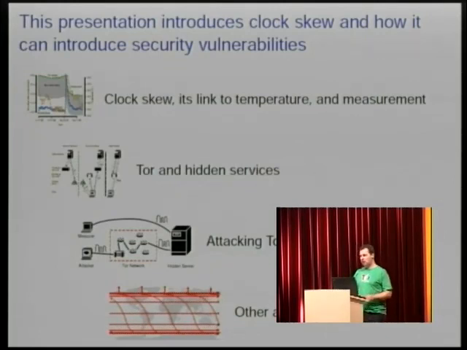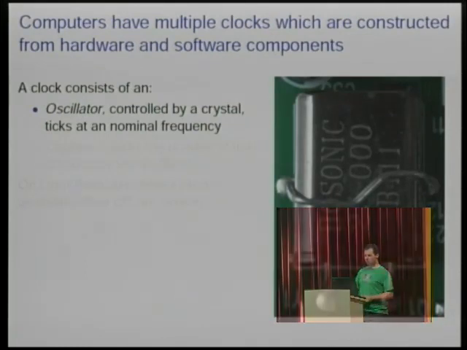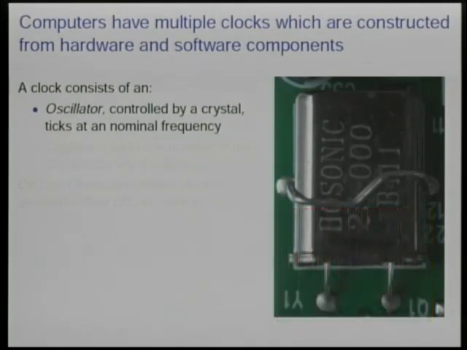remotely. I'm going to illustrate how this affects Tor, so I'll give some background on how Tor, and in particular how Tor hidden services work. And then I'm going to detail the attack. And finally, I'm going to conclude with a few other ways that it might be possible to use clock skew to do interesting things.